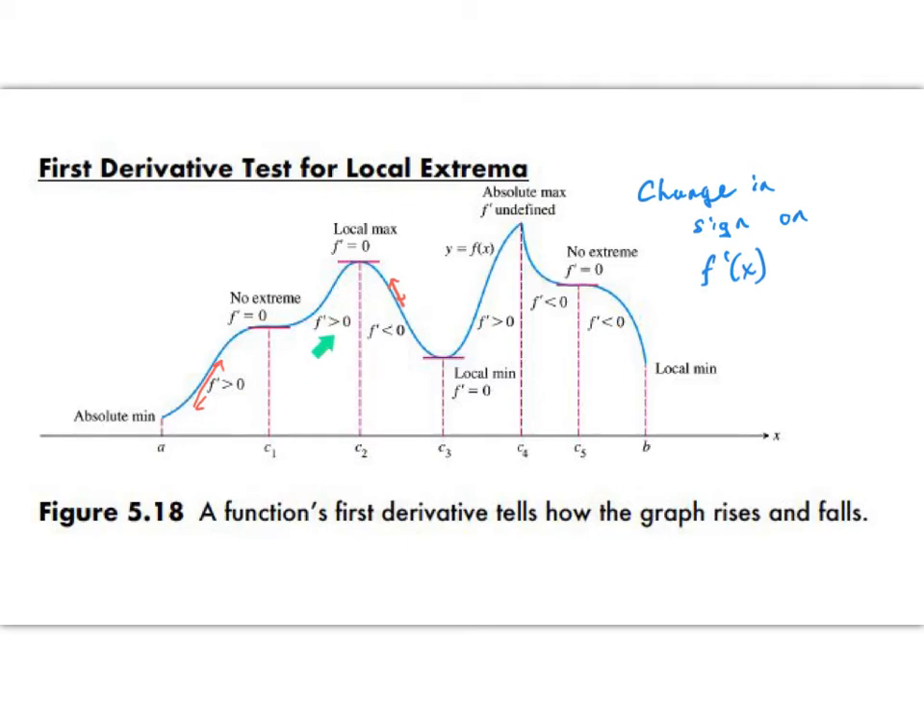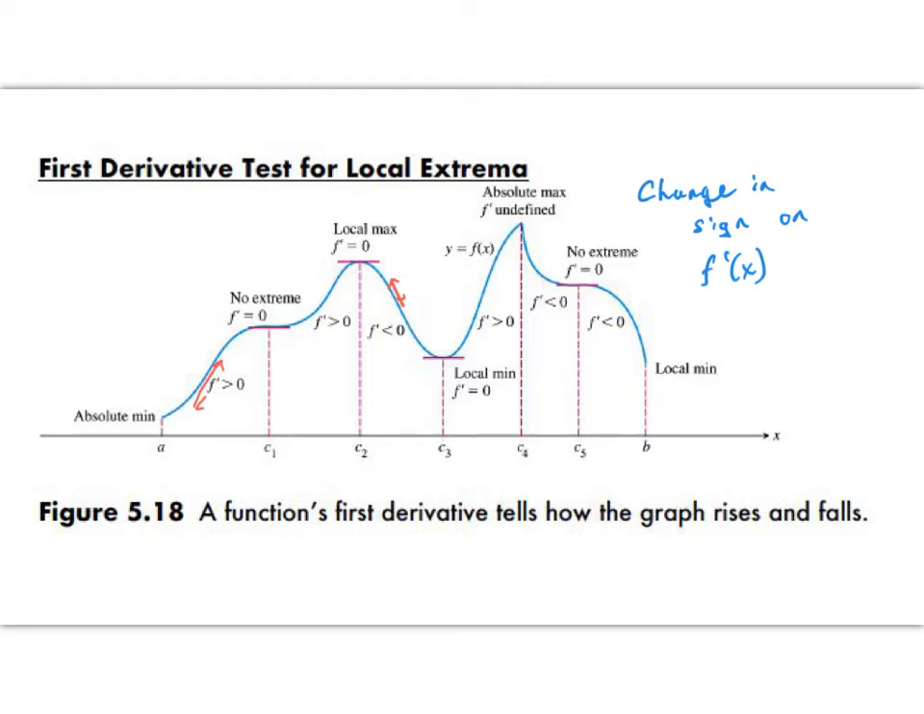To the left, the function was increasing, and to the right, it's decreasing. So if a function is increasing and then decreasing, then it only stands to reason that that would have to be a local max. And you could make the same argument about this local minimum in reverse. If the function was decreasing coming into that critical point and increasing coming out of it, then the change from decrease to increase would signal that point would be a local minimum for sure.